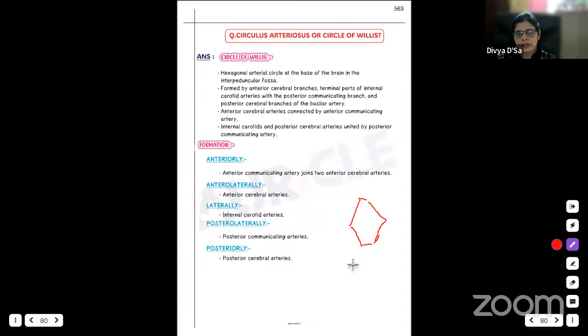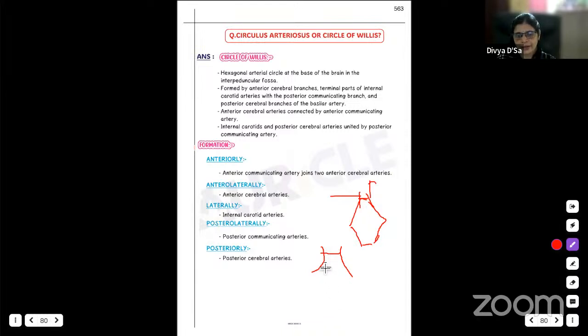Okay. So anterior cerebral arteries. Anteriorly, if you see, this is the anterior communicating artery. Okay. So anteriorly, there is the anterior communicating artery, which will be joining the two. These are the anterior cerebral arteries. Okay. So anterior cerebral arteries, this artery and this artery. So if you see anteriorly, there is the anterior communicating artery, which joins the anterior cerebral arteries.